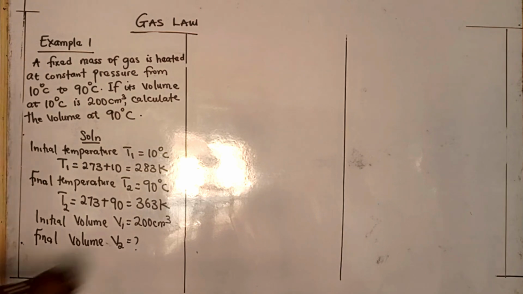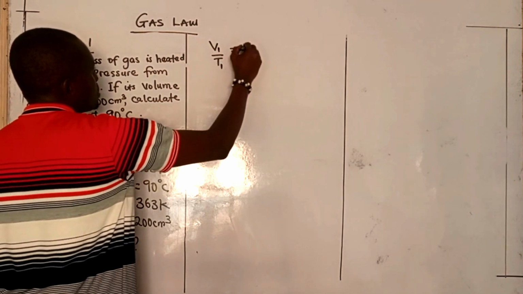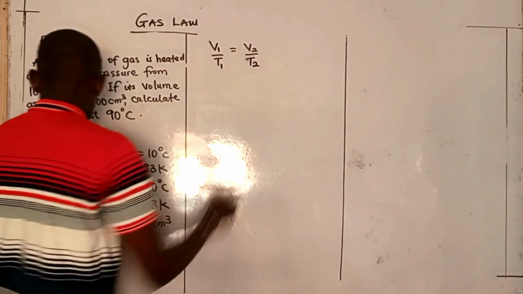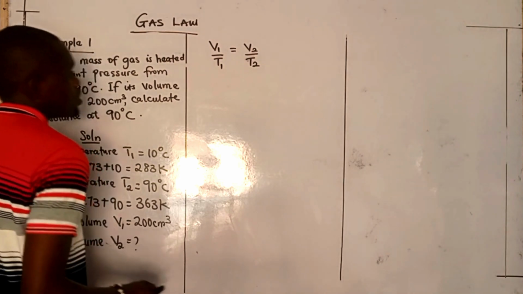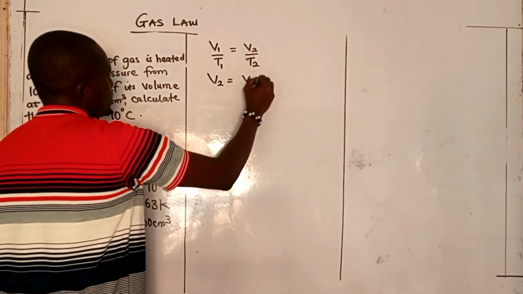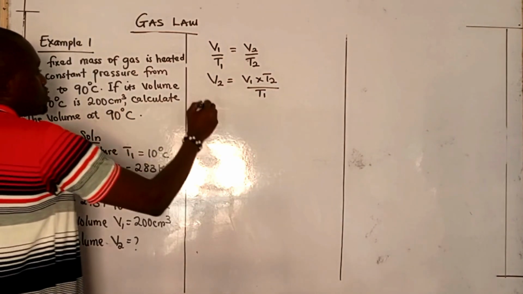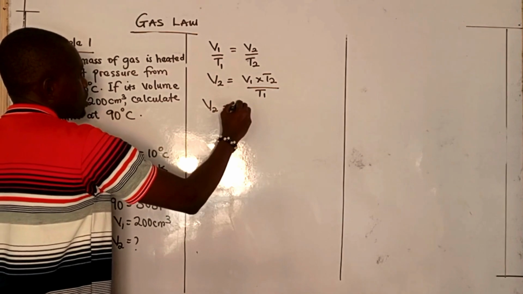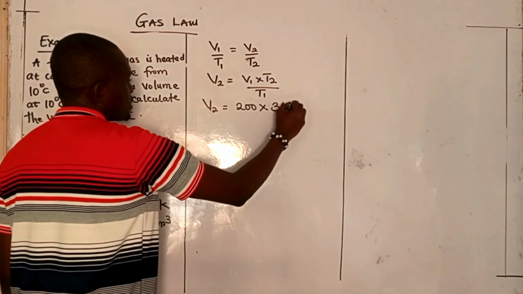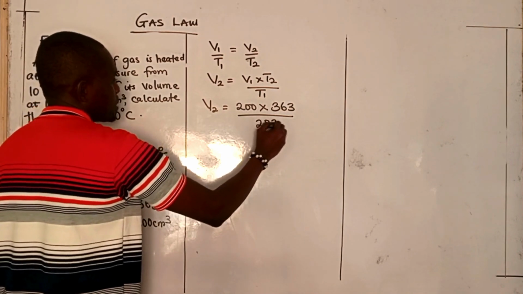So now using our relationship, which is V1 over T1 is equal to V2 over T2. Since we are looking for V2, if we make V2 the subject of the formula, mathematically we are going to have it as V1 times T2 divided by what? By T1. So that means our V2 is equal to V1, which is 200, times T2, which is 363, divided by T1, which is 283.